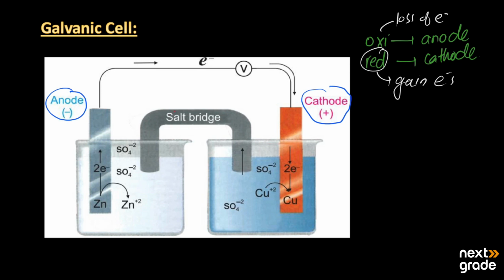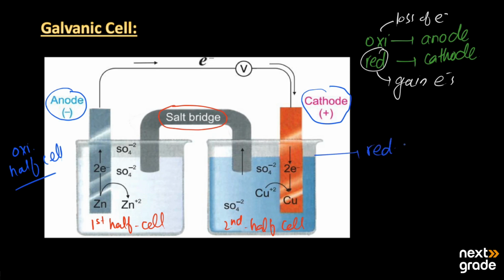On the other hand, the salt bridge is inserted between these cells, and this is called the first half cell and this is called the second half cell. According to the process that takes place, the anode side is called the oxidation half cell. On the other hand, the cathodic side is known as the reduction half cell. Both terms can be used.